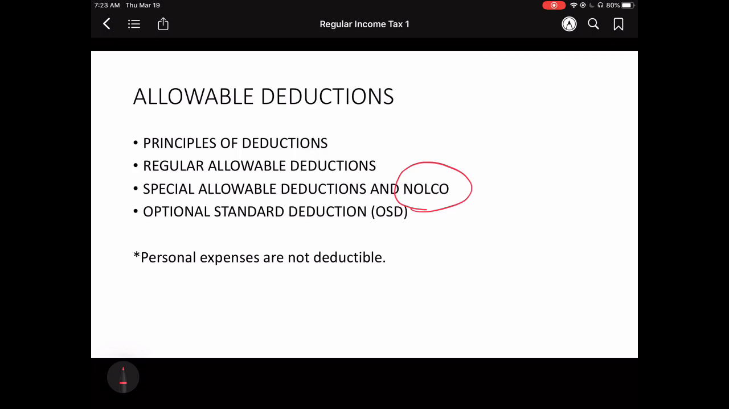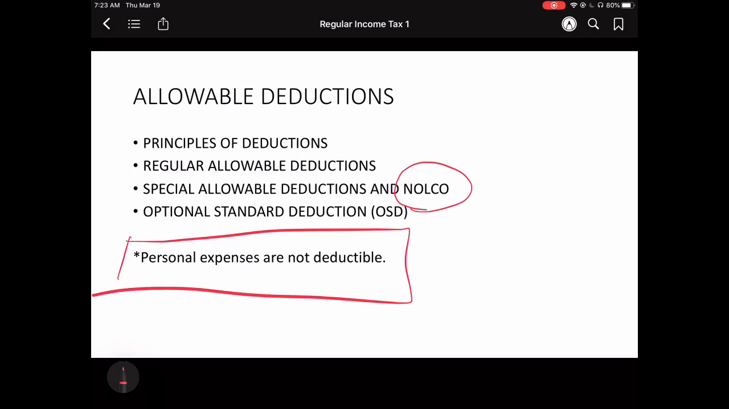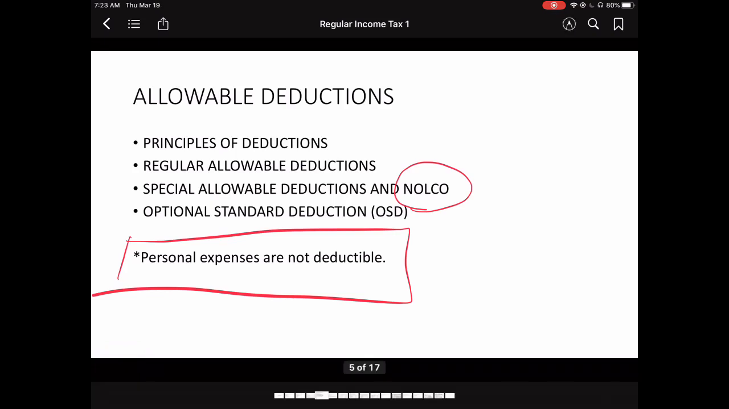Personal expenses are not deductible. Our personal expenses are not deductible for tax purposes. Only those related to the business are deductible.